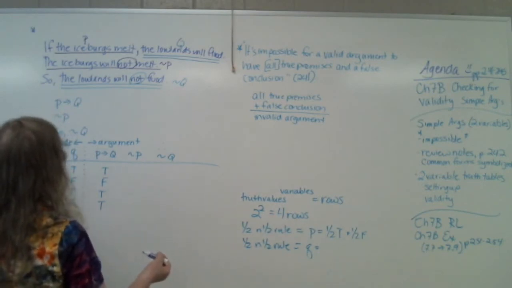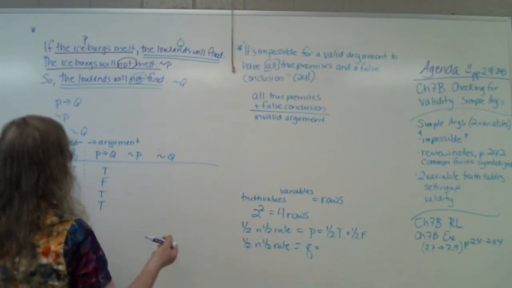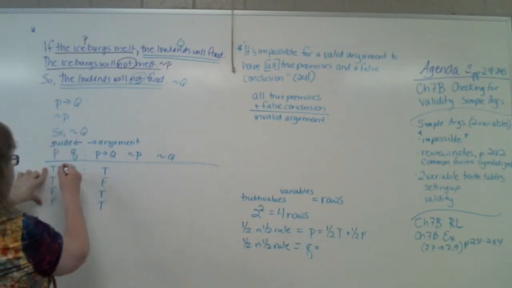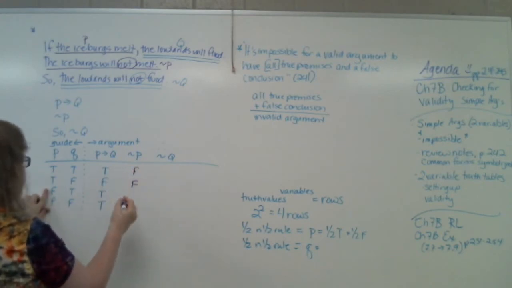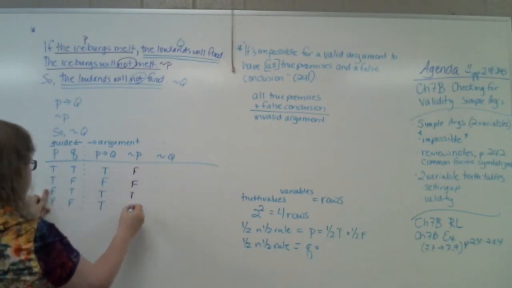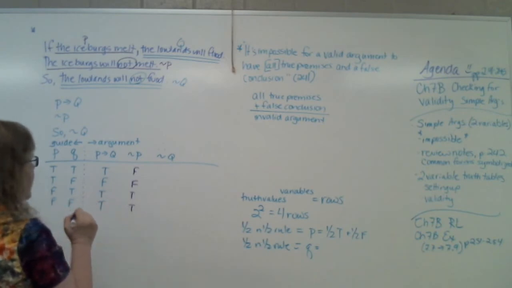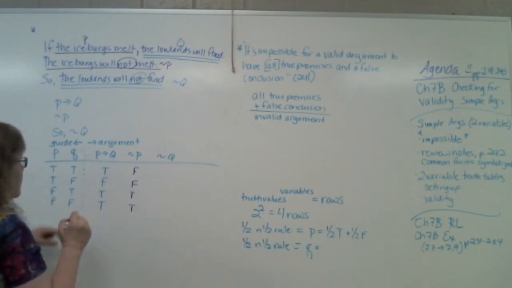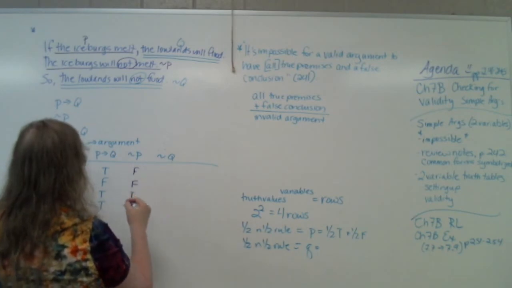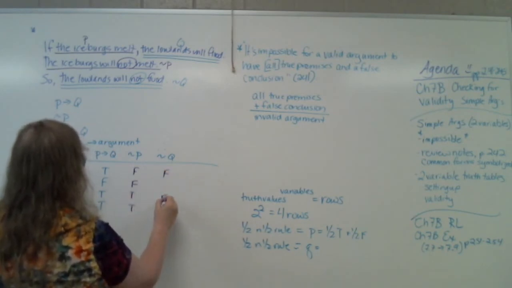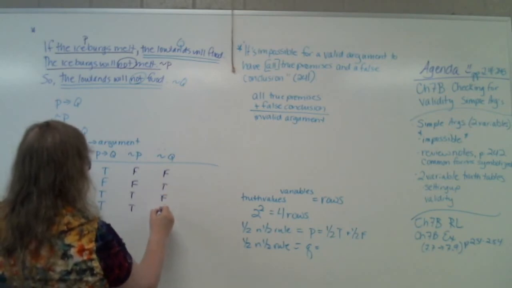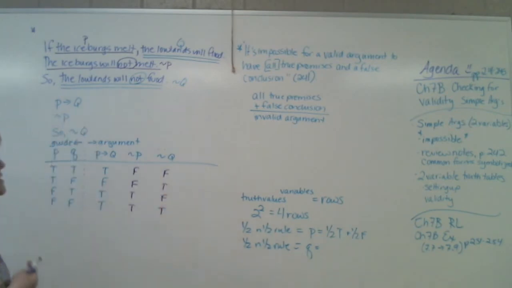I have not P. So not P is the opposite of P. So I have to look at my things here, and where P is true, not P is false. Where P is false, not P is true, okay? Same thing for Q. Where Q is true, not Q is false. And where Q is false, not Q is true. Okay, so that's my whole truth table.